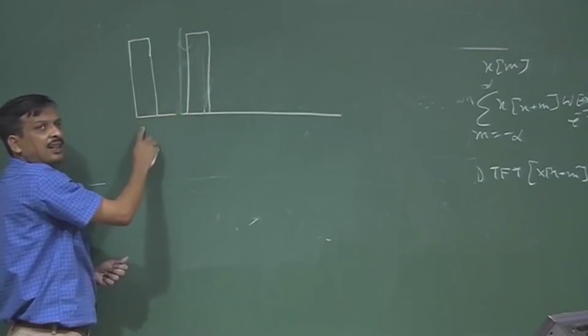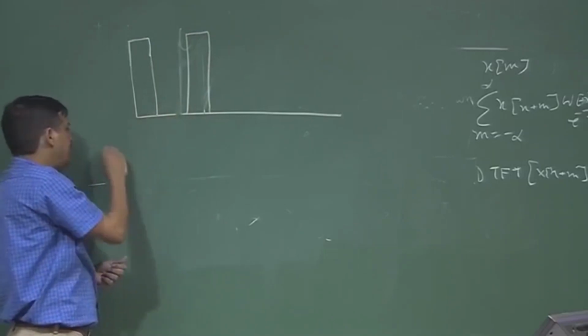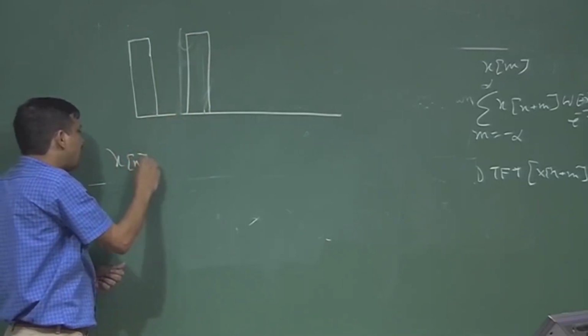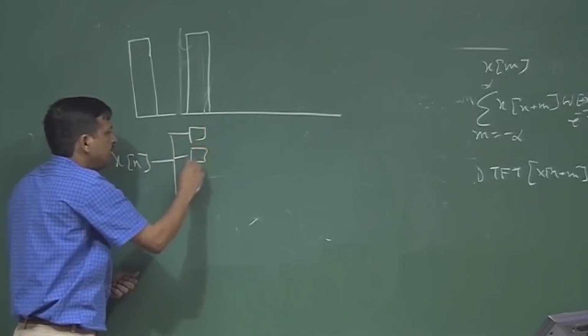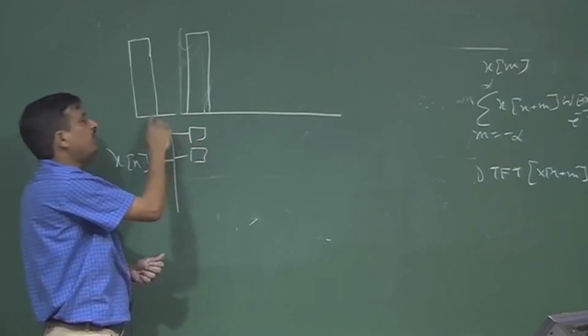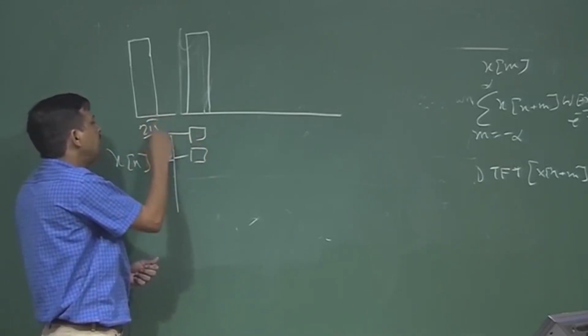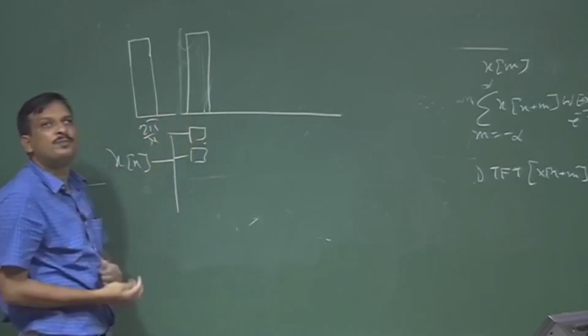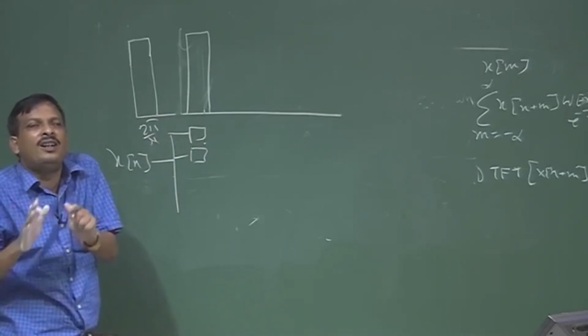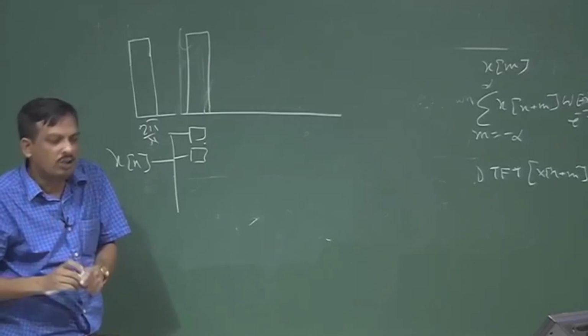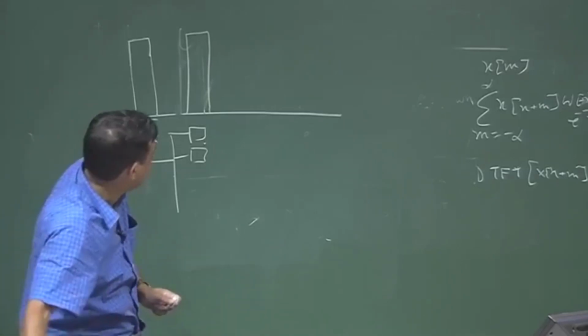So, I can say that if I have a signal, I pass the signal over different band pass filters, and each bandwidth is nothing but 2 pi by N. So, this is, in a nutshell, the filtering view of the STFT. Mathematically, how will it be represented?